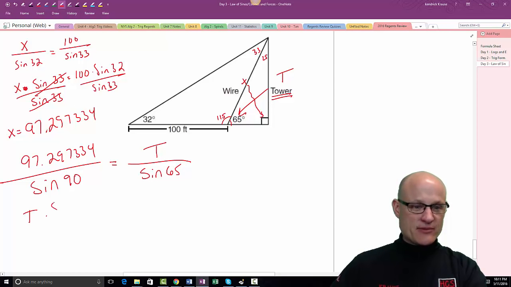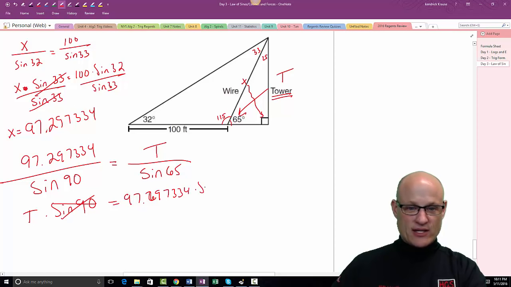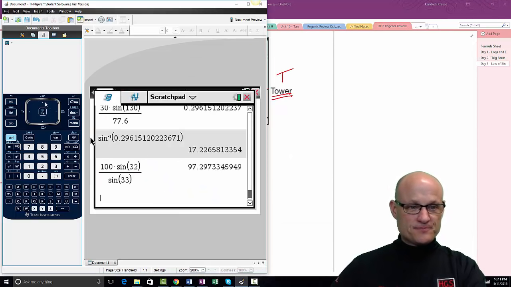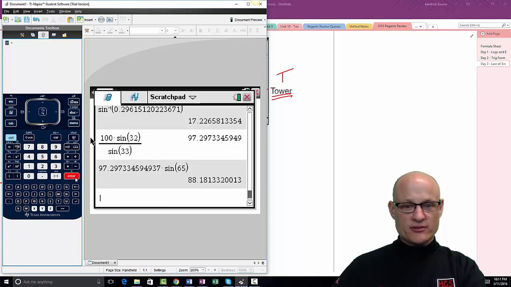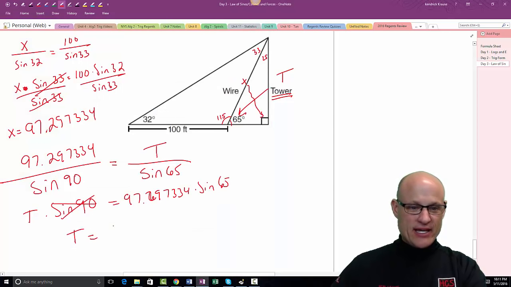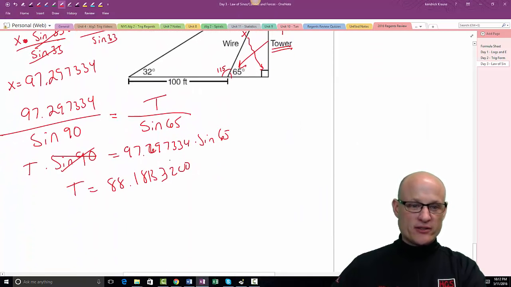All right, so t times the sine of 90. Did you just tell me that again? Yes, I know this is 1, so we'll just get rid of it. Is equal to 97.297334 times the sine of 65. T is equal to, we're almost done, this times the sine of 65. Enter. 88.1833. And then rounded to the nearest foot, the tower is 88 feet tall.